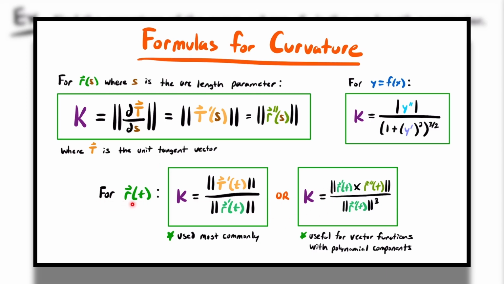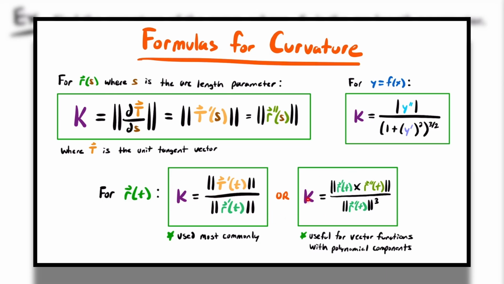If you're given a vector function r of t, most commonly you will use this formula right here. The curvature k is equal to the magnitude of the derivative of the unit tangent vector in terms of t divided by the magnitude of the derivative of the vector function. The majority of problems where you will calculate curvature, this will be the formula that you use.